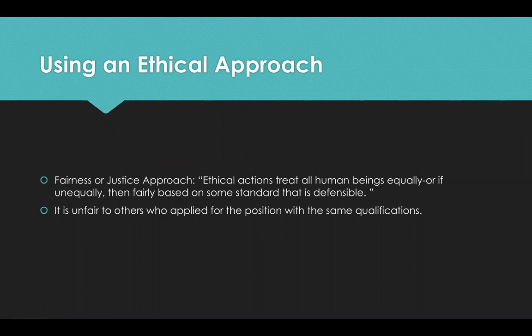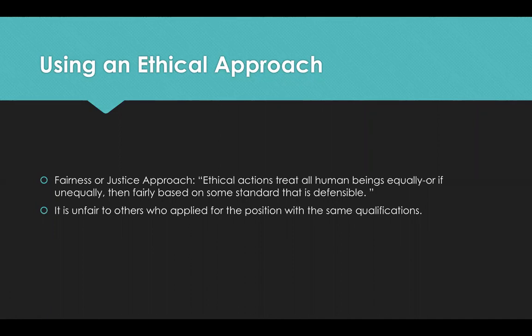Anyway, so let's say you use this ethical approach, then the evidence you give for your argument is going to follow that approach. So according to the fairness or justice approach, Scott Thompson was being unfair because, let's say this affected those that applied for the position and actually did have the qualifications that he didn't, but he claimed to.